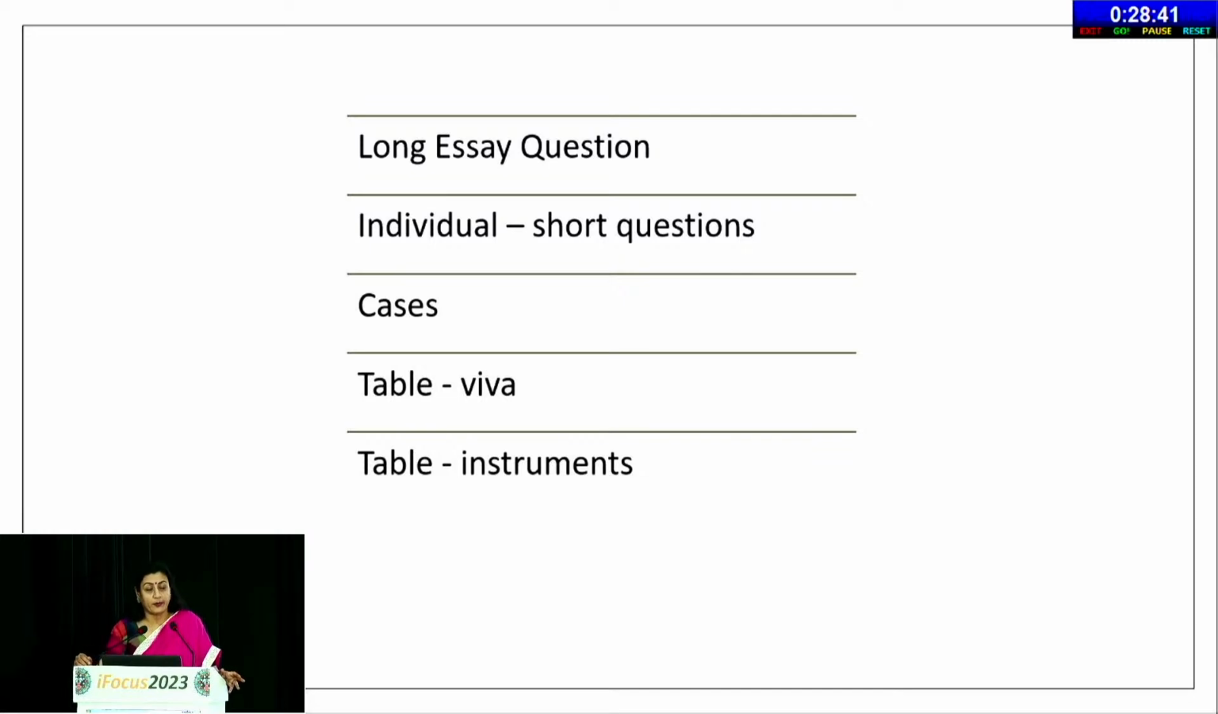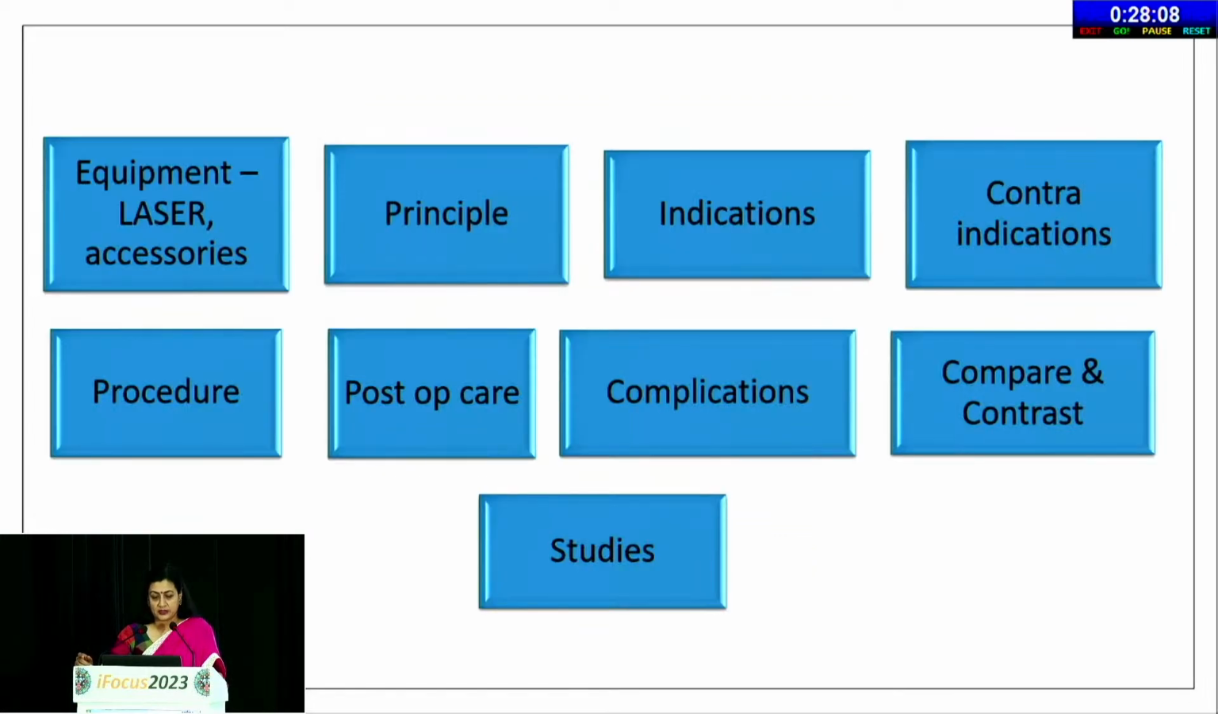The different formats in which all of these can be asked to you in exams: it can be a whole long essay question where you can be asked to write about lasers in glaucoma, or any of the laser procedures can come as an individual short question. And of course, anything can be asked in cases, in table vivas, and any of the laser instruments, equipment, especially the lenses. The Abraham lens is very commonly kept on the tables. So you're supposed to know about that also, and that can also form a part of your table discussion. And of course, the information that is shared will be useful to you in your practice after you become ophthalmologists.